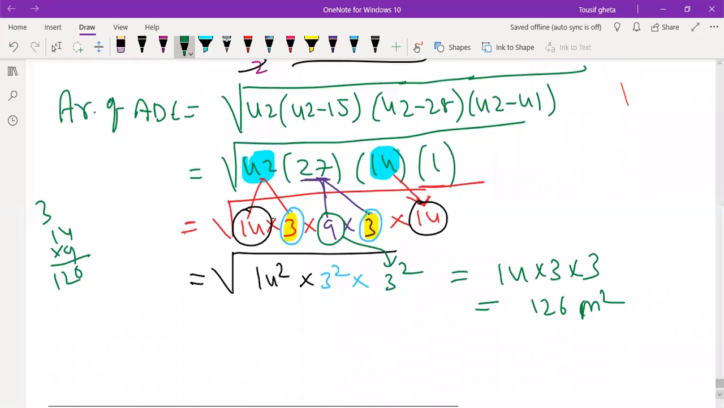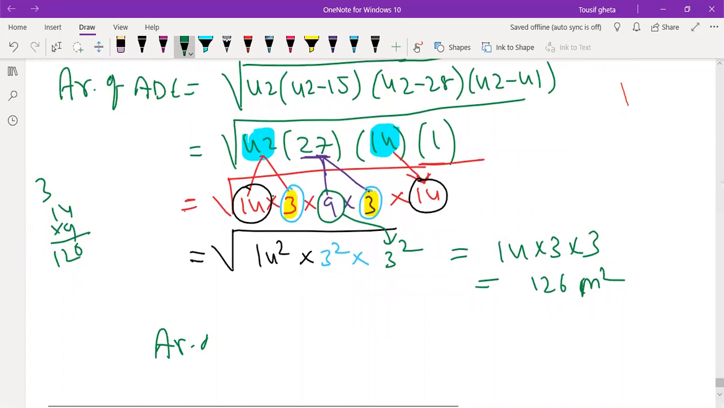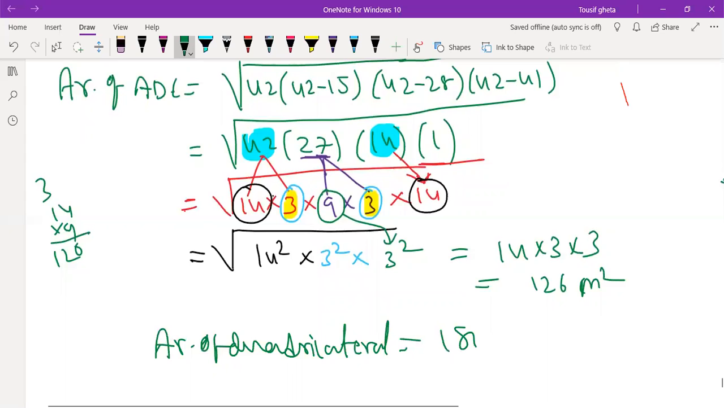You can write down the area of the quadrilateral is equal to, first we got 180 plus 126. The answer will be 306 meters square. Correct? Understood? Try this question.